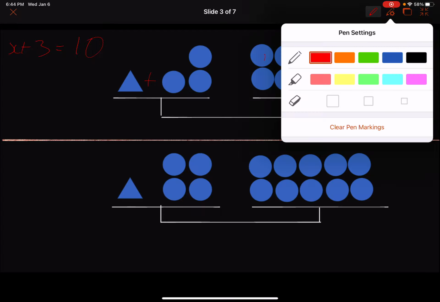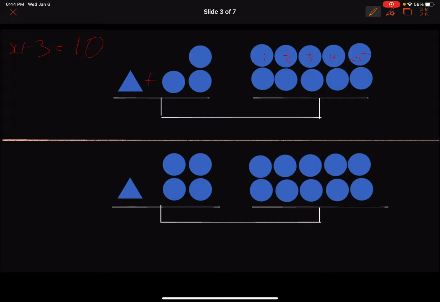Okay, so working backwards again like we've been doing, I'm going to minus the 3 from both sides. So I'm going to get rid of those, and I'm going to get rid of 3 of these. Okay, now what do I have left? I have 7 on this side, and I have the x on this side, and if I count, I have 1, 2, 3, 4, 5, 6, 7. So they are balanced. And so x is going to be equal to 7.